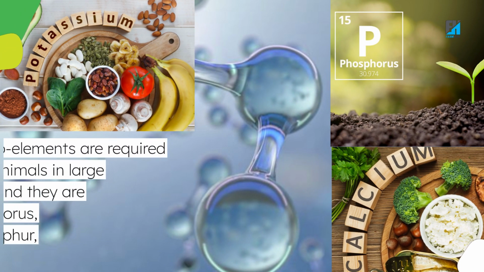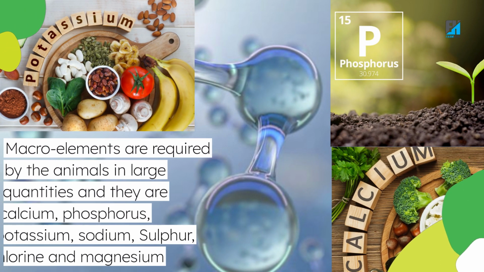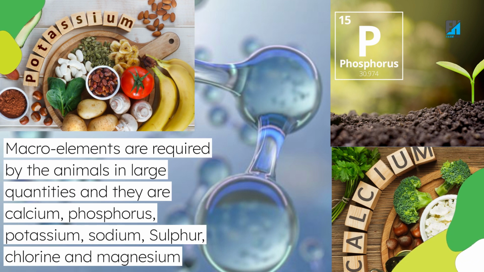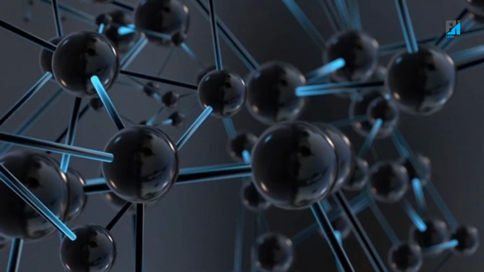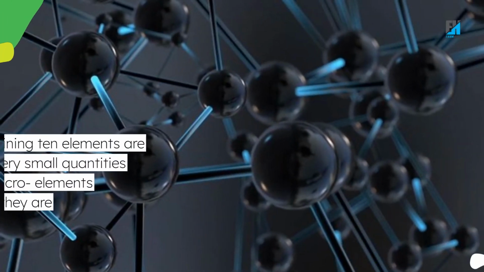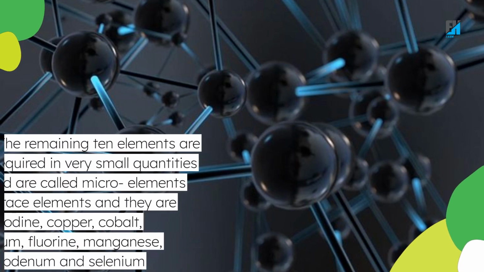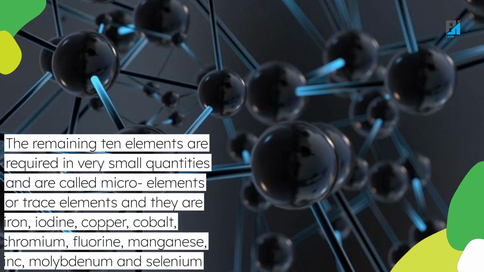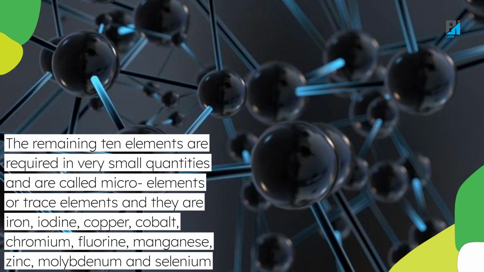Macro elements are required by the animals in large quantities, and they are calcium, phosphorus, potassium, sodium, sulfur, chlorine, and magnesium. The remaining 10 elements are required in very small quantities and are called microelements or trace elements, and they are iron, iodine, copper, cobalt, chromium, fluorine, manganese, zinc, molybdenum, and selenium.